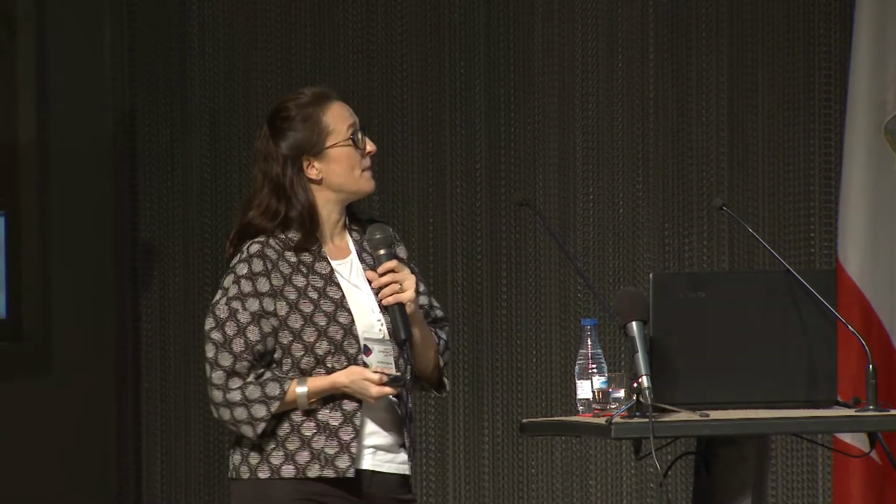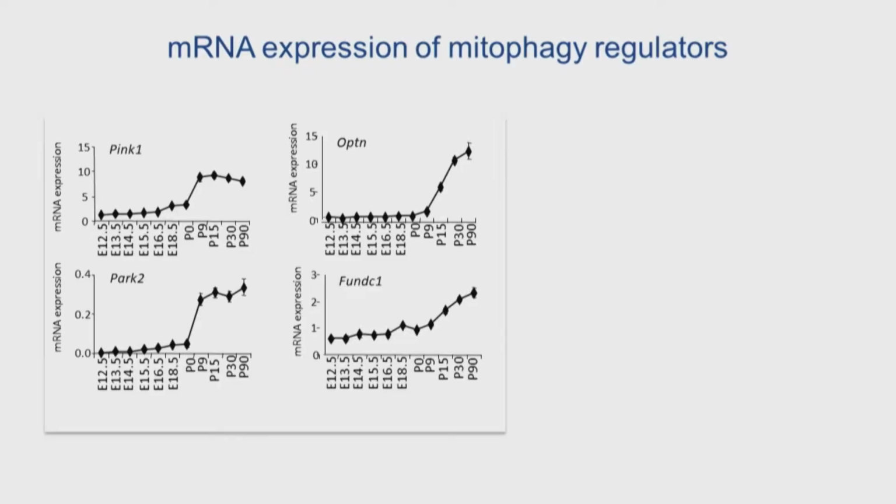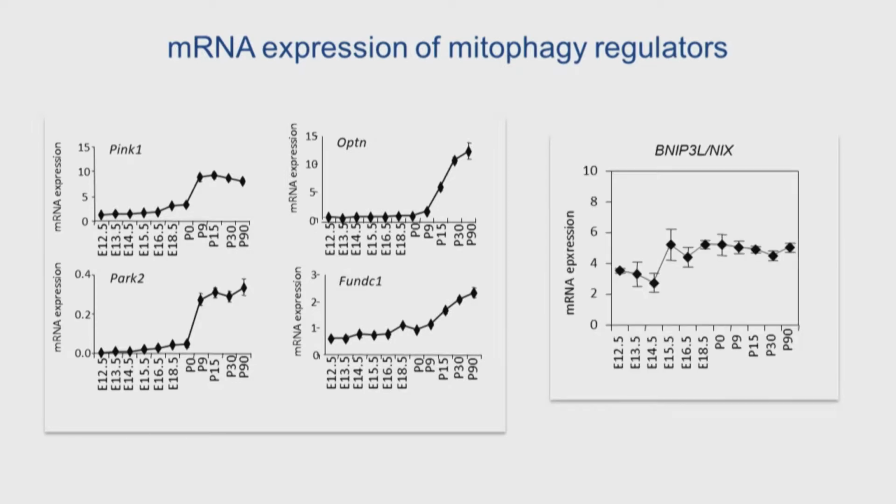But in order to understand more the molecular mechanism of this mitophagy, we checked the expression of mitophagy regulators. We did quantitative mRNA expression analysis, and we looked at PINK and Parkin, two classical mitophagy regulators. Their expression was regulated, but not at the embryonic stages, only later in the adult. However, Nix expression was importantly upregulated during the period of neuronal differentiation, and this could be an indication that maybe Nix was in charge of this mitophagy during neuronal differentiation.